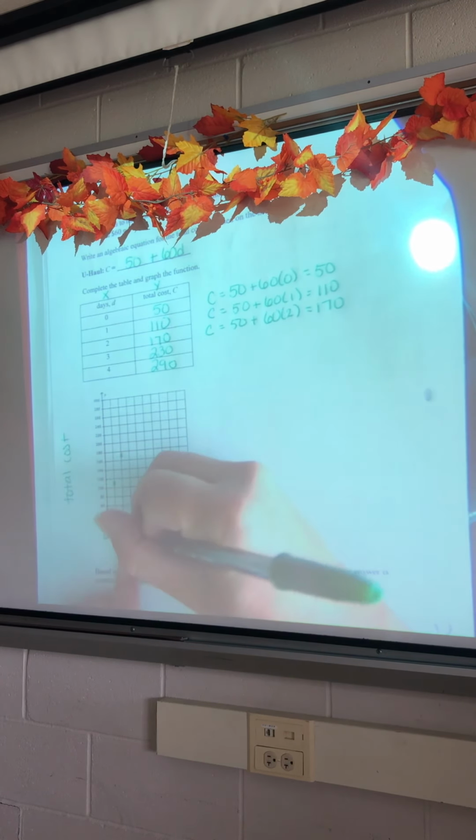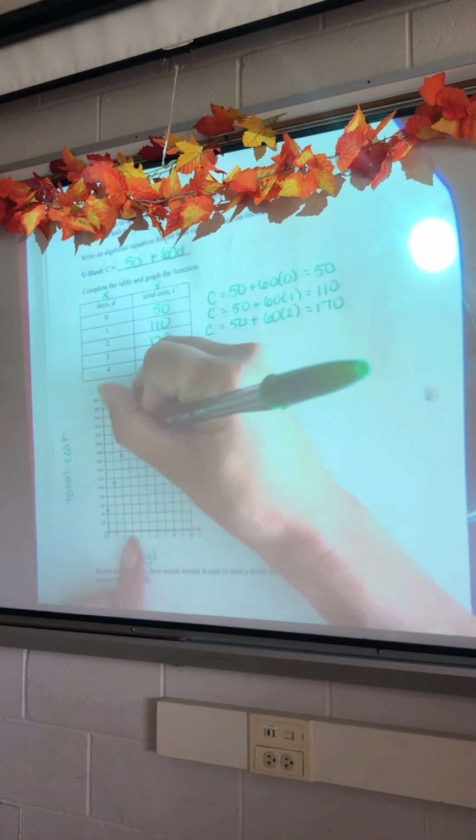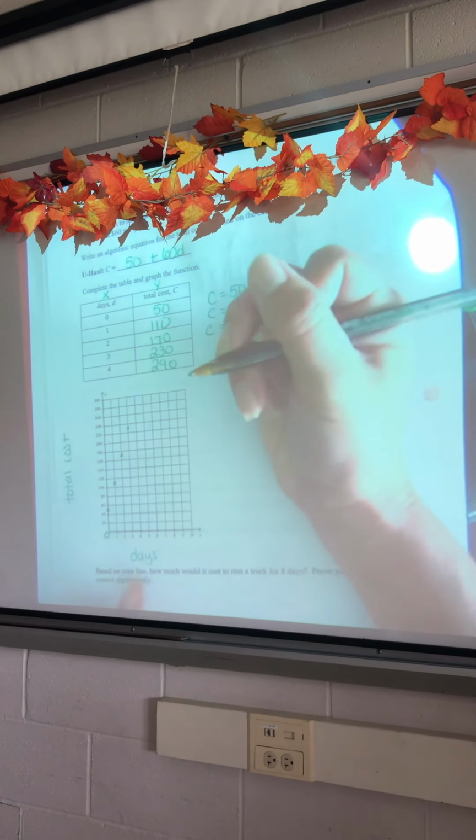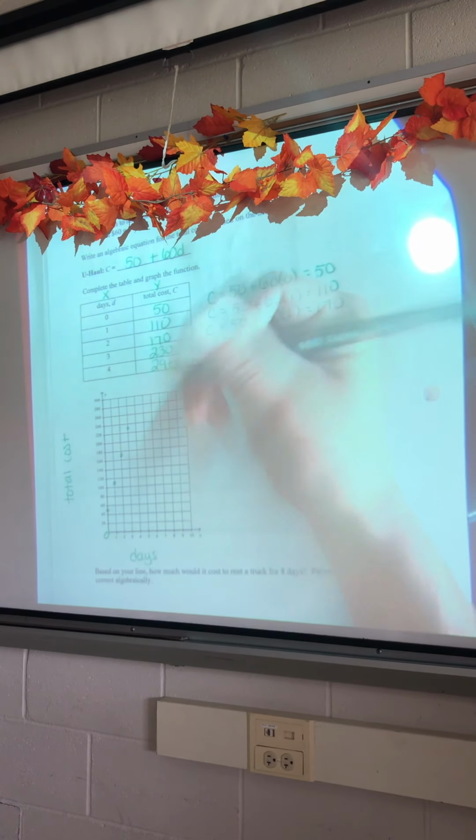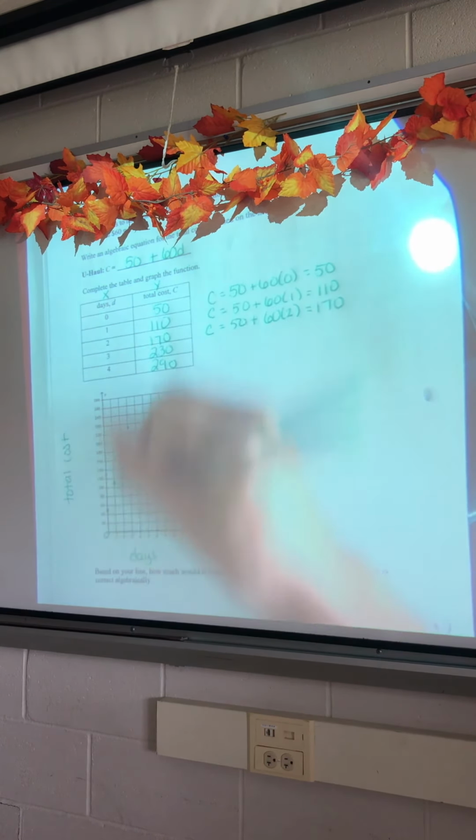Then I have 3 and 230. And then I have 4 and 290. I'm going to connect my dots and an arrow at the top, and we have completed our graph. Actually, we have not completed our graph. We want to make sure that we are labeling this line, this linear function. So we label with the equation. We wrote the equation as C equals 50 plus 60D.